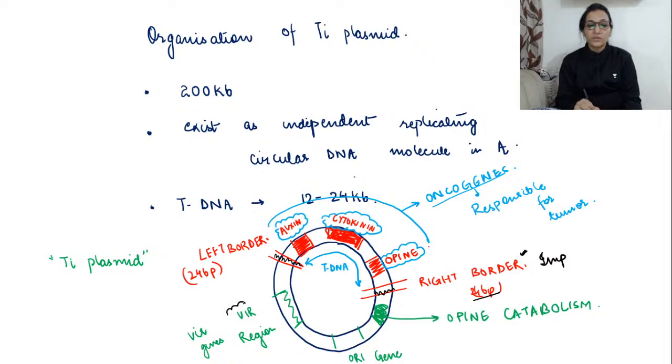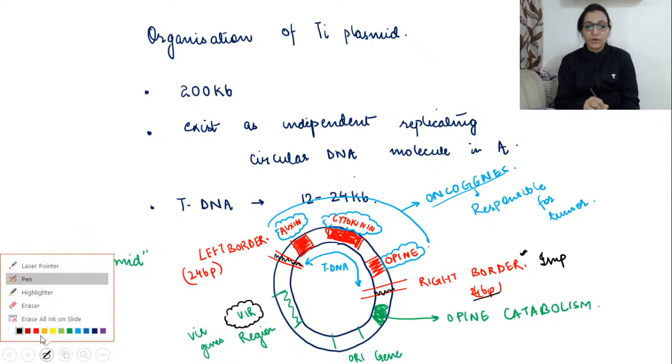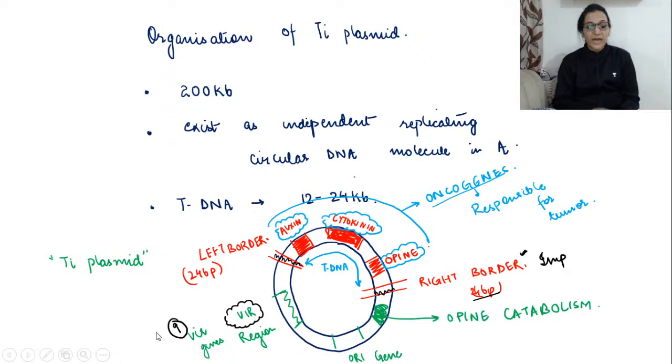Now let us talk about the vir region or the virulence region. The genes which are responsible for the transfer of tDNA into the host plants are located outside the tDNA. They are away from the tDNA, and this region is referred to as the vir region or virulence region. Another important thing is that it contains a total of 9 vir operons, which are responsible for the transfer of the whole tDNA into the plants.